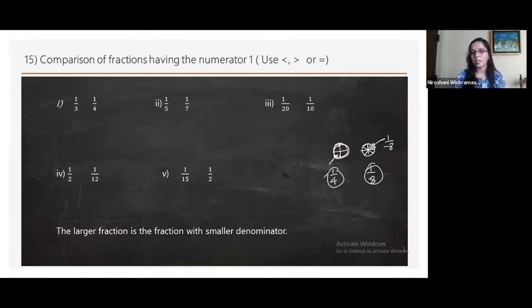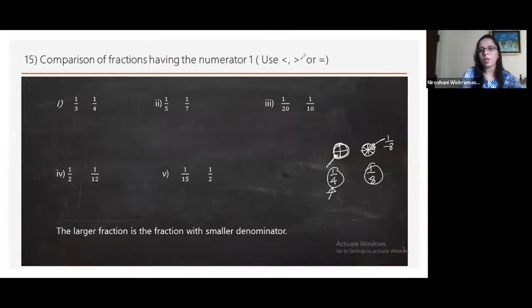The larger fraction is the fraction with the smaller denominator. The smaller fraction is the fraction with the larger denominator. Can you understand? Where the denominator is larger, that is the smallest fraction. Where the denominator is smaller, that is the largest fraction. So you would like to eat from this one. Now check the comparisons of fractions having the numerator 1.